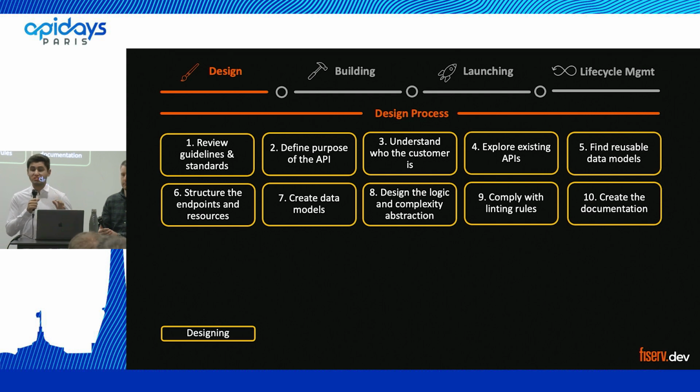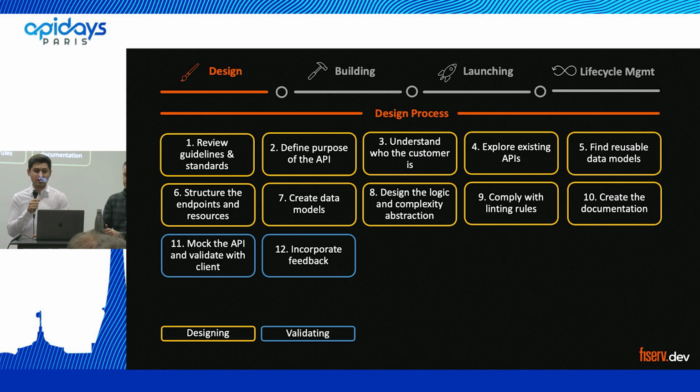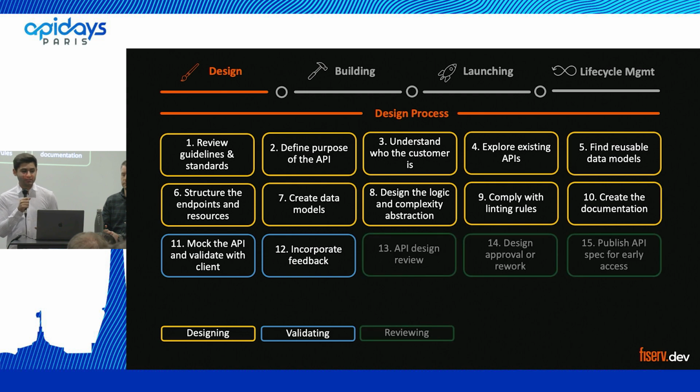So the first bunch, and I won't go through every single one in detail, I just want to give it as a high level. The first 10 that you see on here are things that we do when we consider designing the API. And then it moves into the next phase, which is all about validating that API design with clients to get feedback before anything is ever developed, and then incorporating that feedback from clients. And then the last stage is all about reviewing it and approving it.